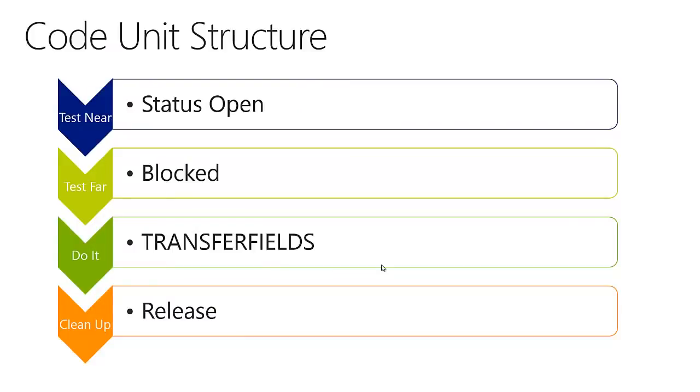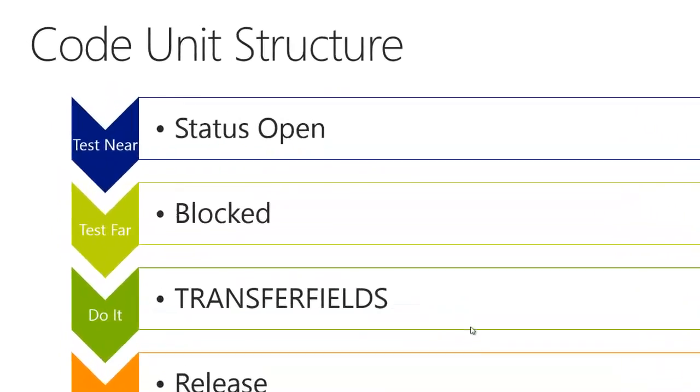The last piece that we have to add is moving the data from the unposted document to the posted document. If we look at the codeunit structure, we learned in the video how do I read and understand posting routines. We know that the codeunit has the test near, test far, do it, and cleanup. And the part where we have to move the data is actually the do it, where we use the transfer fields in order to move the data.